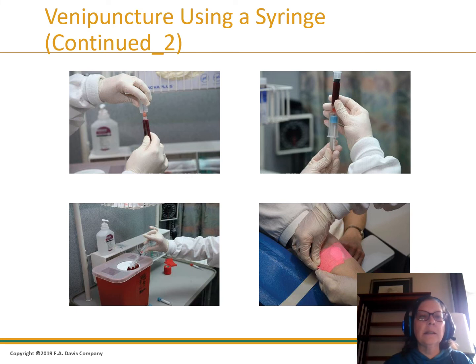So here is the transfer device. Here is the blood being transferred into the tube. And then here is the syringe and the transfer device being disposed of in the sharps container. And lastly, here is the arm being wrapped.